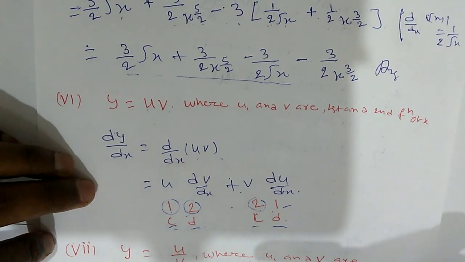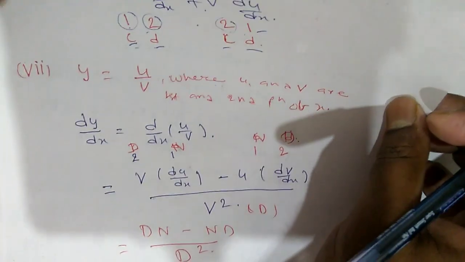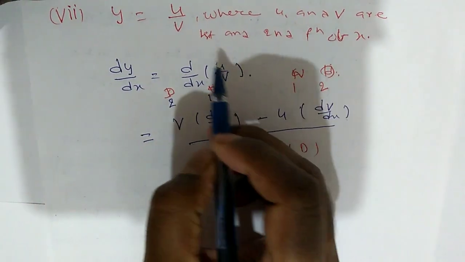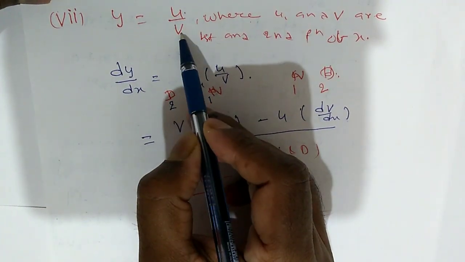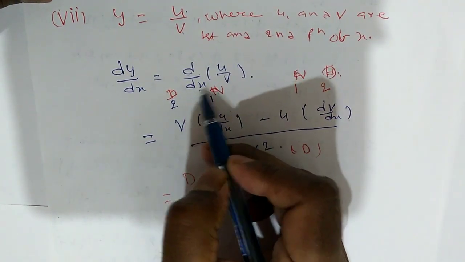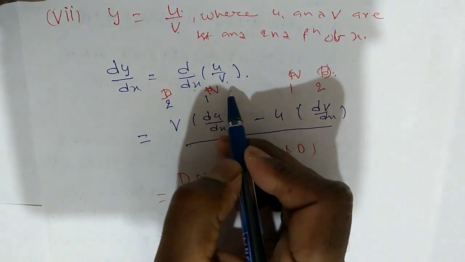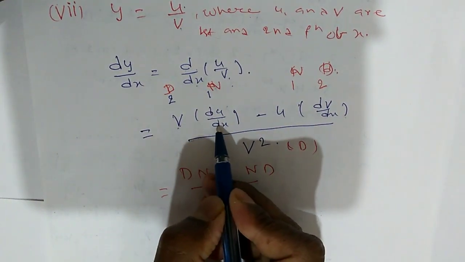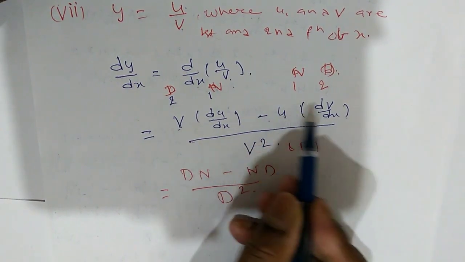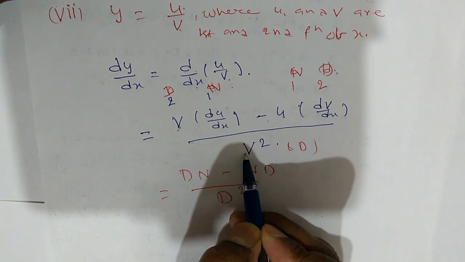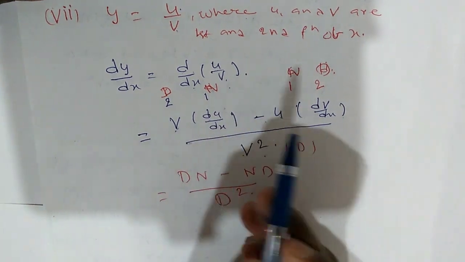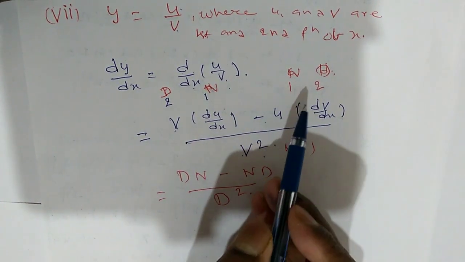In case of division we write like dn and d, it means denominator and numerator. Here is the numerator, this one is the denominator. So d upon dx of u upon v: the second constant taking like this, second constant times first differentiation minus first constant times second differentiation, upon second square. In case of denominator and numerator, in case of division it should be reversed.